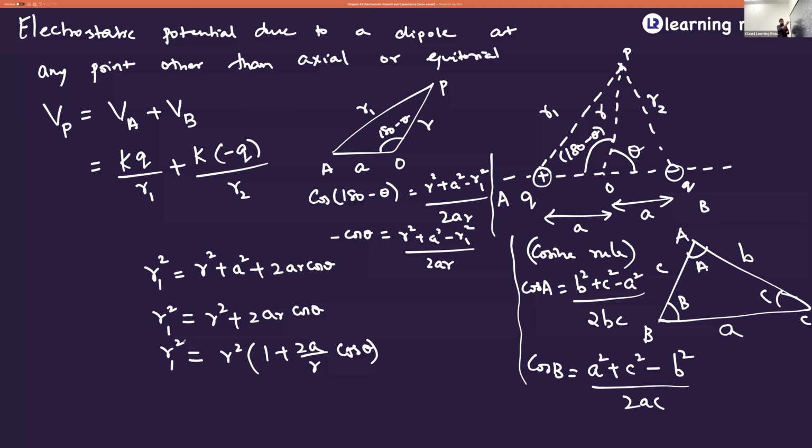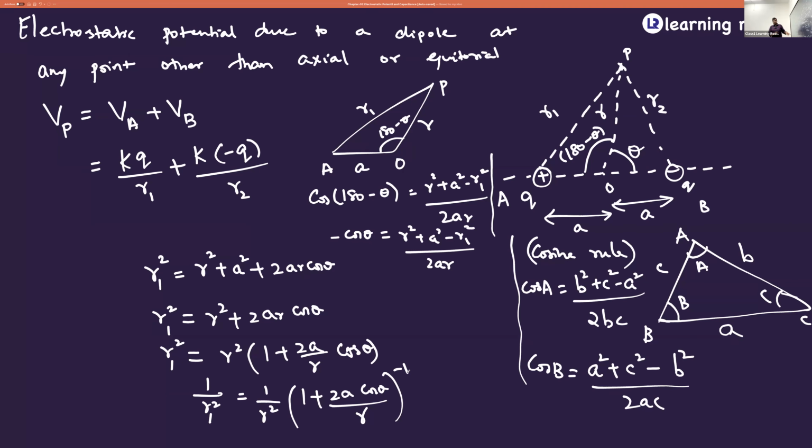But what did I tell you? I don't need R1. I need 1 by R1. So 1 by R1 square will be equal to 1 by R square into, observe what I'm going to do, I'll write this as 1 plus 2A cos theta divided by R to the power of minus 1. Makes sense? Now I'll take the square root on both the sides.